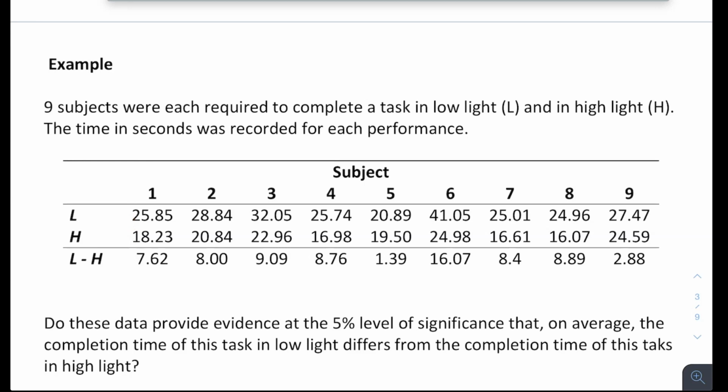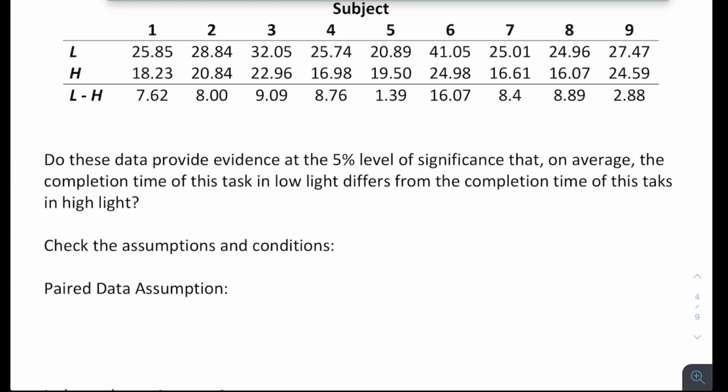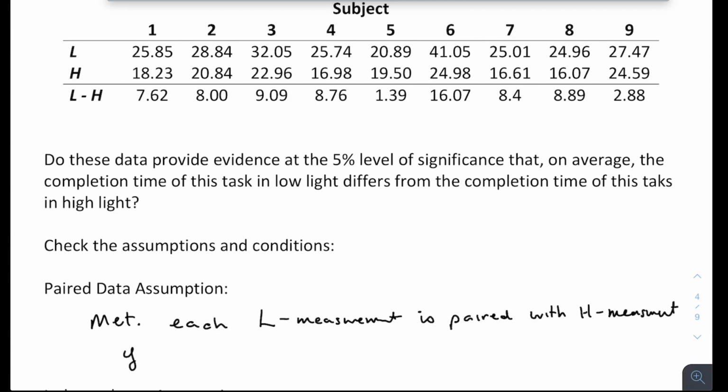Do these data provide evidence at the 5% level of significance that, on average, the completion time of this task in low light differs from the completion time of this task in high light? We'll start, as usual, by checking the assumptions and conditions. First but not least, the paired data assumption. This is met because each low light task and high light task is going to be paired if they came from the same subject. Each L measurement is paired with an H measurement if and only if the same subject. This is very naturally paired data.